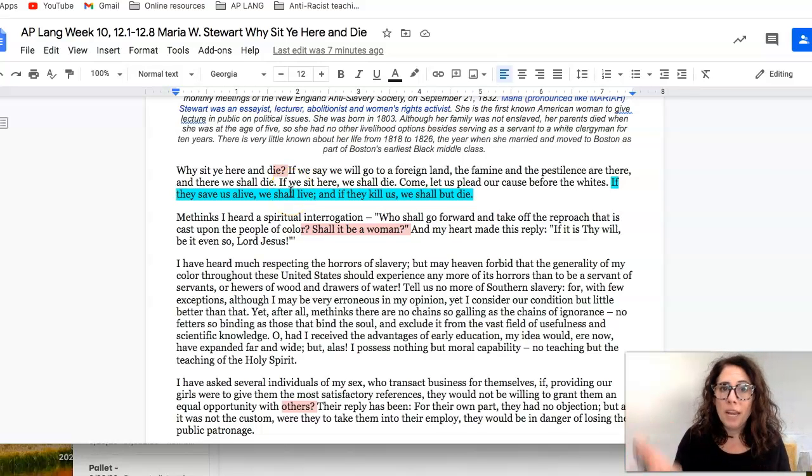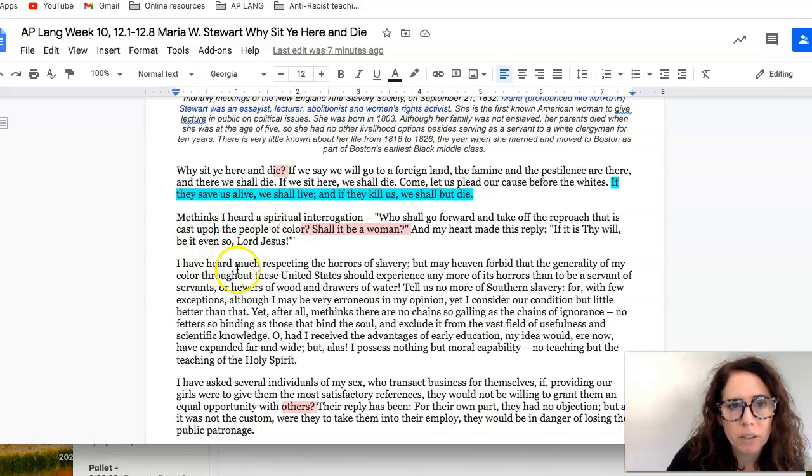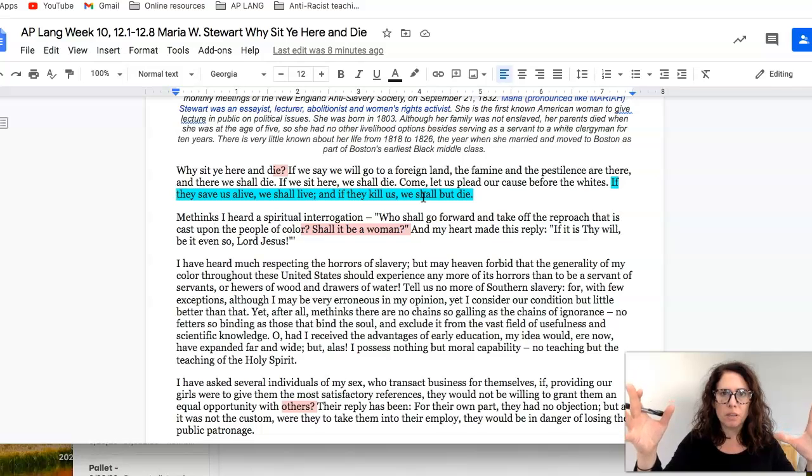So right away, she is establishing this relationship between life and death and white people, okay? Right there in that first paragraph. In one, two, three sentences, she has delivered that problem, right? That problem.